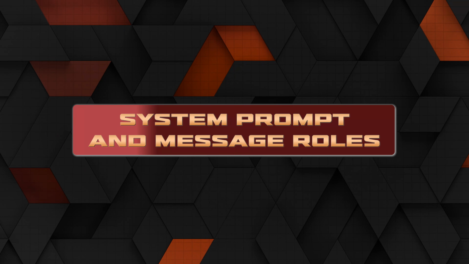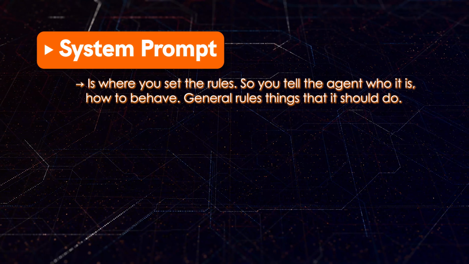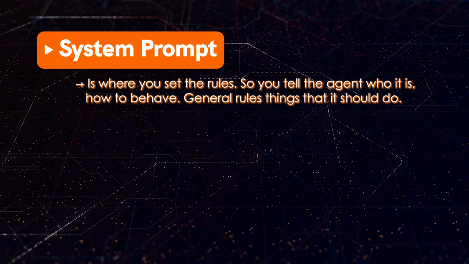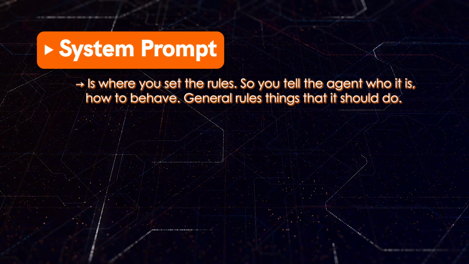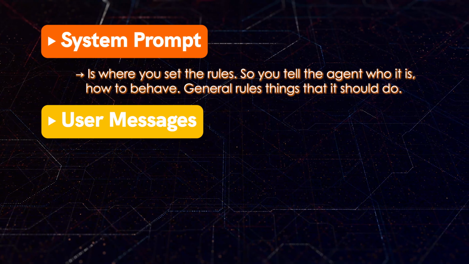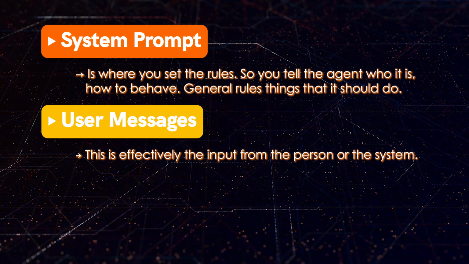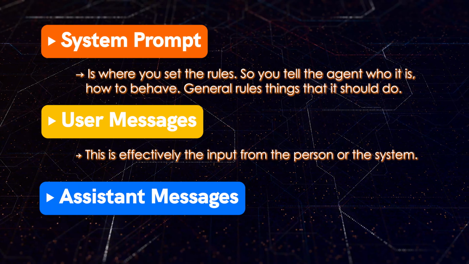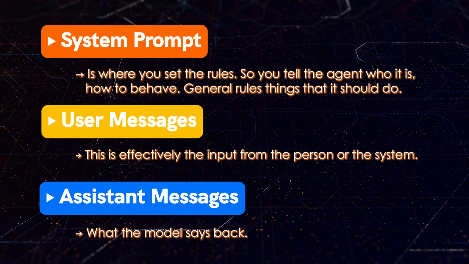Now, the next piece to look at is system prompt and message roles. So what goes in there? Well, it's organized into messages with different roles. The system prompt is where you set the rules. So you tell the agent who it is, how to behave, general rules, things that it should do. For example, you can say, you are a research assistant, always cite your sources. Then you have user messages. Now, this is effectively the input from the person or the system, and then you also have assistant messages, which is what the model says back.